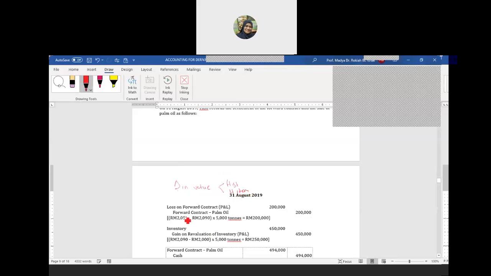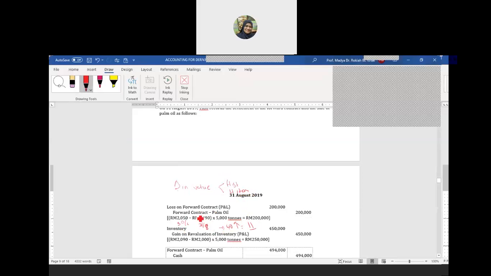For your hedging instrument, which is a forward contract, the value here will be 2090. 2090 is the value on 31st August, compared with the value on 30th of June. So it means that there is an increase by 40 here. An increase by 40 here means that you're going to have a loss, because you entered the contract at a price which is lower than the market value.